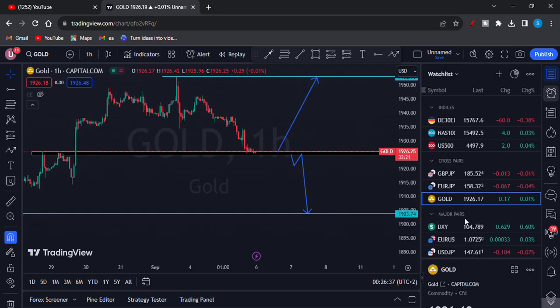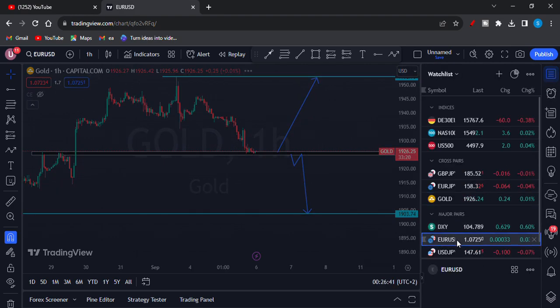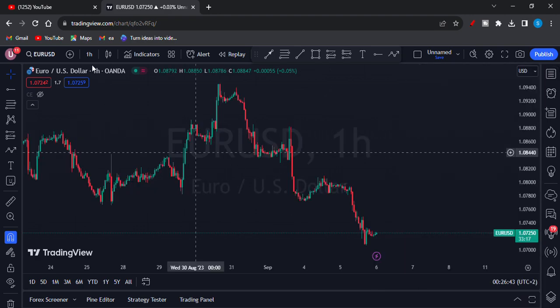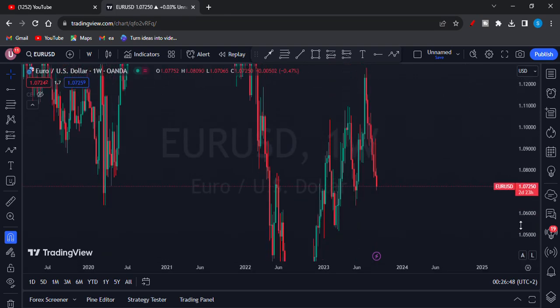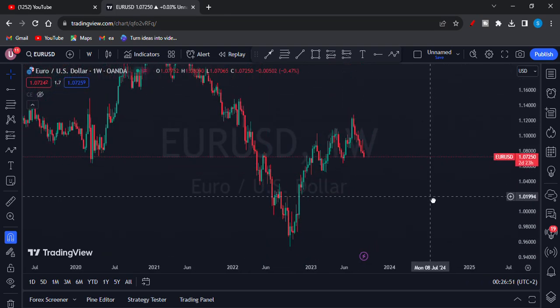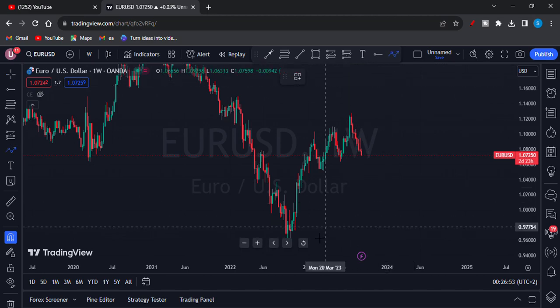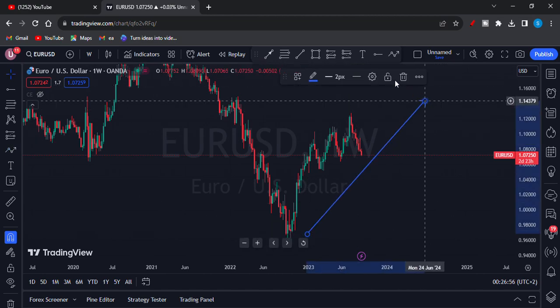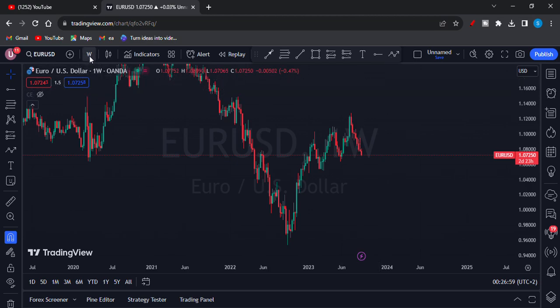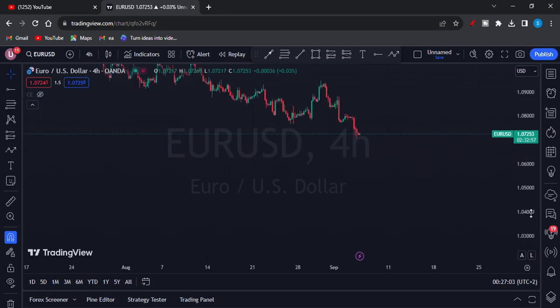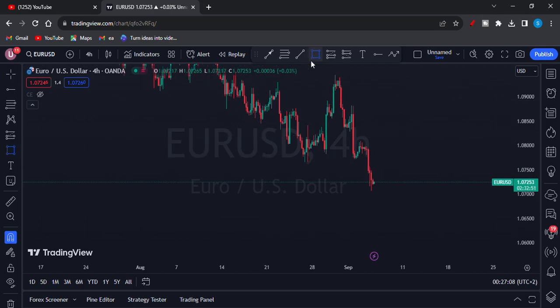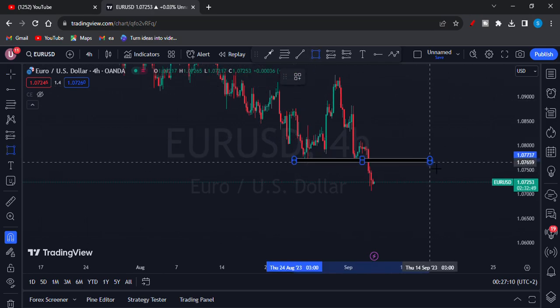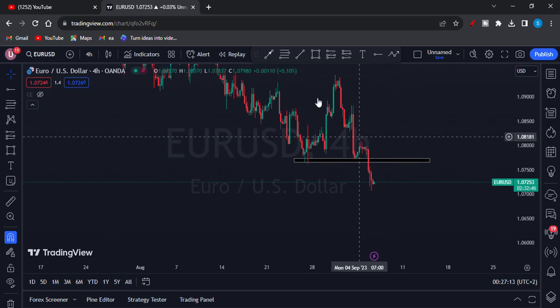And then let's go to EURUSD, and then on a weekly. The trend for EURUSD is on an uptrend. And then let's go to our 4-hour. On a 4-hour, we have this zone right there, like a support area.